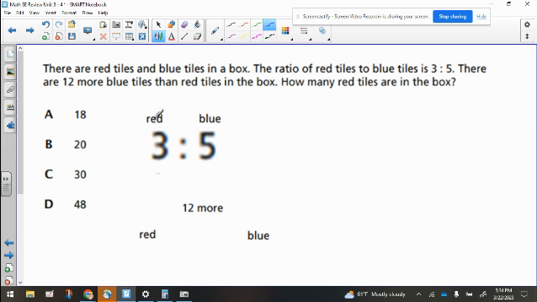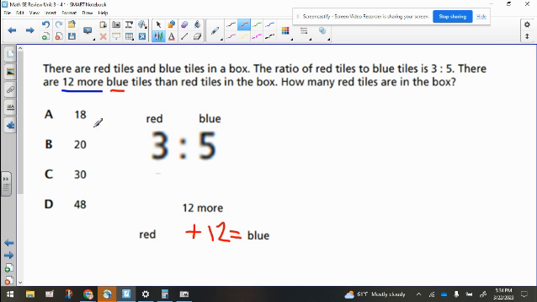So if we simply write the ratio that's given to us and pay attention to labeling it, it's 3 to 5. It's 3 red for every 5 blue. Now, the next little nugget they give us is this one, so we have to interpret what it means. 12 more means that we're adding 12 to something. Well, what are we adding 12 to? What are there more of? There are more blue tiles than red tiles, so we put a number in for red, add 12 to it, and that will give us blue. So R plus 12 equals B.